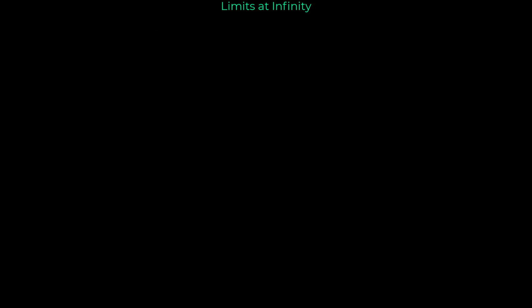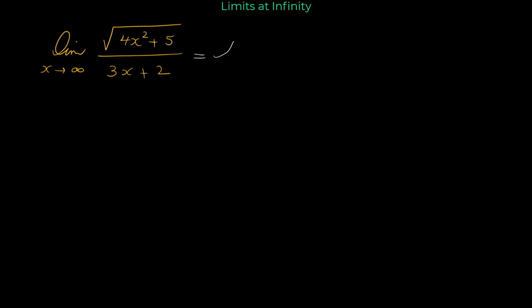Now look at this important example. Limit of square root of 4x to the 2 plus 5 over 3x plus 2 as x approaches infinity. For finding this limit, like other limits in the rational form, we are going to divide numerator and denominator by highest degree of denominator.